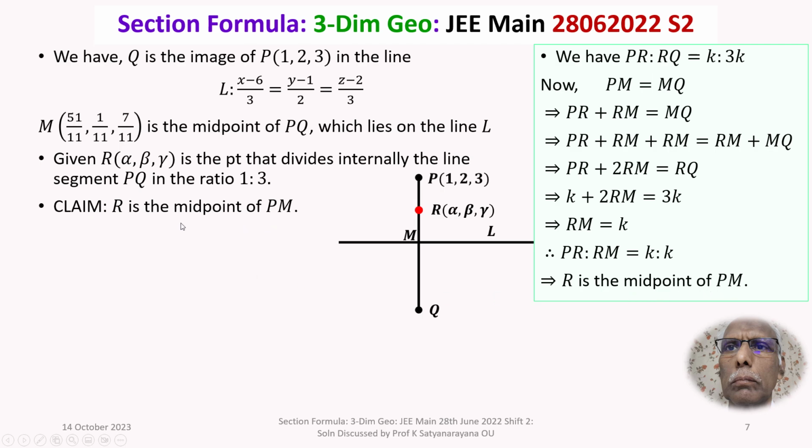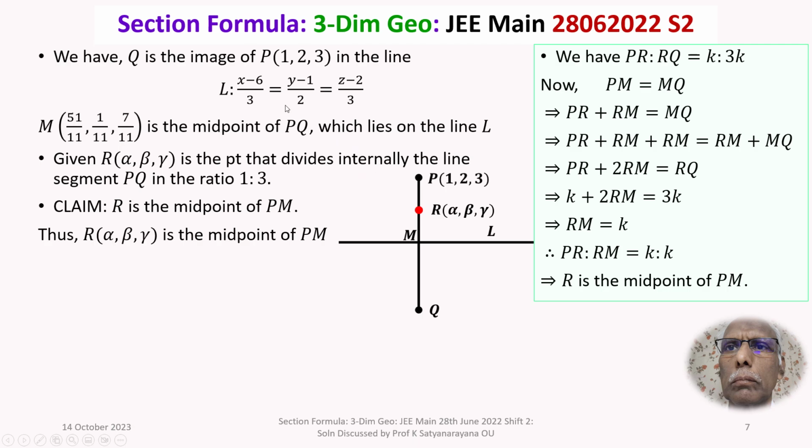So we claimed here R is the midpoint, and that is the logical way of answering the question. Many students will take it that, yeah, it appears R is the midpoint of PM, and without any proof they write it, and fortunately it is true, therefore the answer will come. So now R with coordinates alpha, beta, gamma is the midpoint of PM.